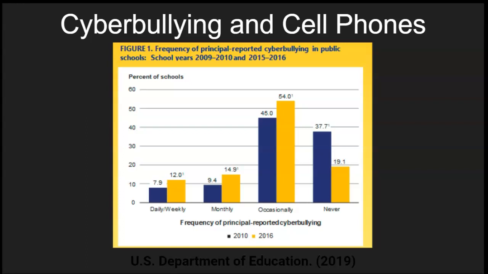But I think it's interesting that you can see from 2010 to 2016, those that were reported on a daily or weekly basis goes clear from 12.0 all the way up to occasionally being reported up to 54%. What's really interesting is cyberbullying that's never been reported actually went down. So in 2010, 37.7 was never reported, and now it is lower, and I think that's probably because we have more education. And teachers and staff are talking with students.